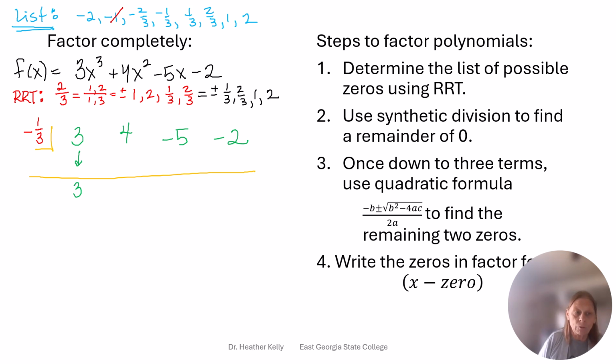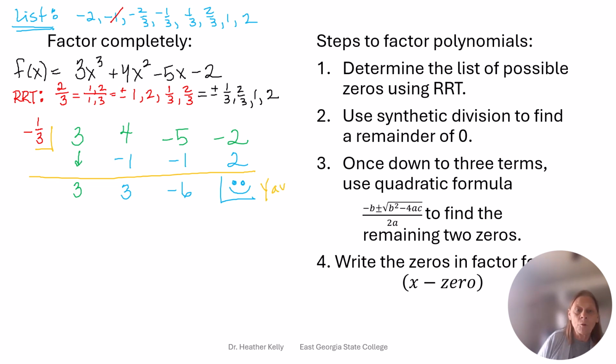-1/3 times 3 is just -1. 4 minus 1 is 3. -1/3 times 3 again is -1. -5 minus 1 is -6. -1/3 times -6 is +2. -2 plus 2 is 0. I'm so happy. This is 1. Yay!